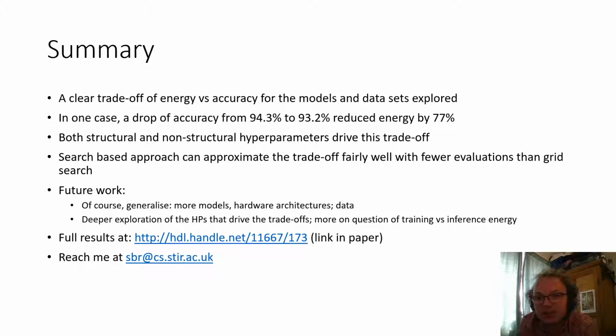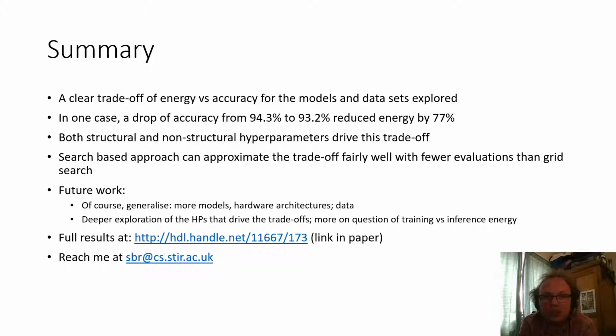And you might exploit that in one case by dropping only about 1% in terms of accuracy to save over 3/4 of the energy consumption. We found that both structural and non-structural hyperparameters drive this trade-off. So as well as things like hidden layer size, the training algorithm and the activation functions all make some kind of an impact on the trade-off.